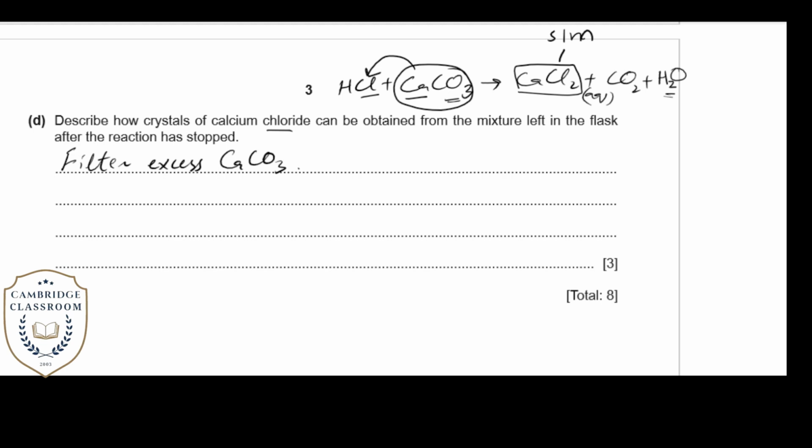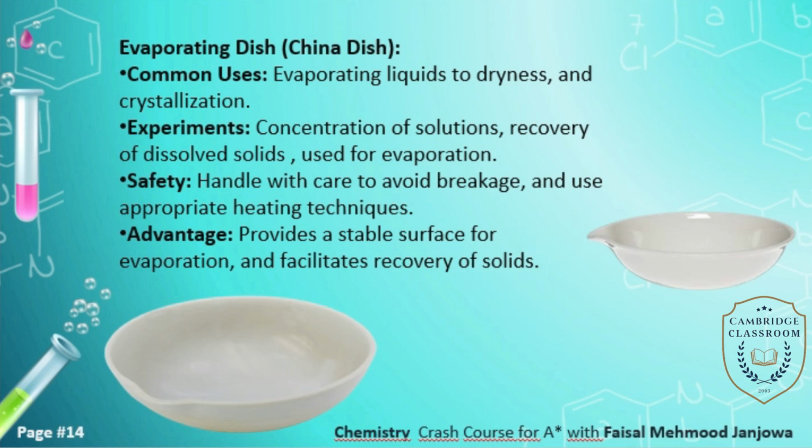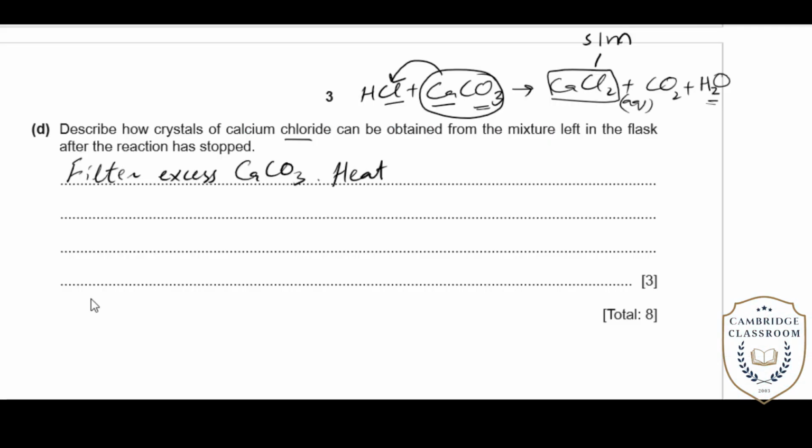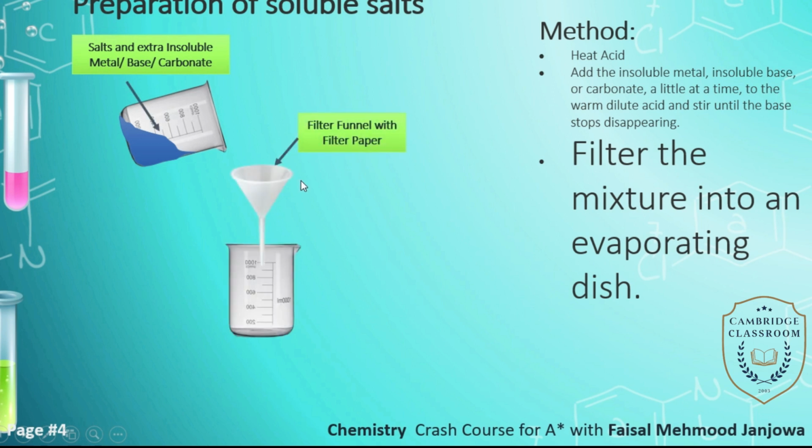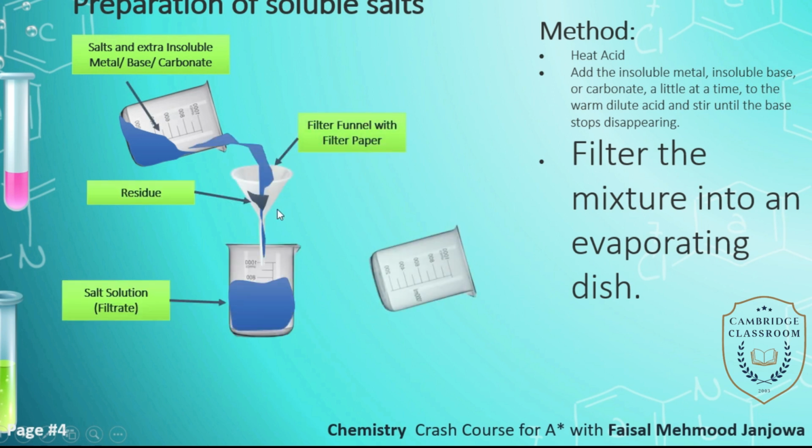After filtration, we would be having calcium chloride as a filtrate. That filtrate would be placed in the china dish and it would be heated. Heat the filtrate in an evaporating dish or china dish as we want the crystals. So we need to heat the filtrate till the crystallization point. Remember that we first filter the mixture into the evaporating dish using the filter funnel. The residue would be left here.